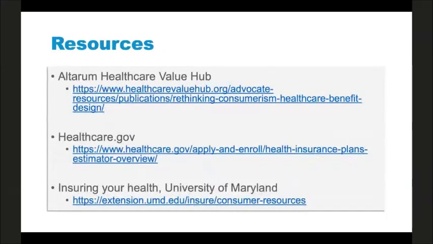Once again, I've attached some resources for you to refer to, mostly related to the decision support tools that I discussed.